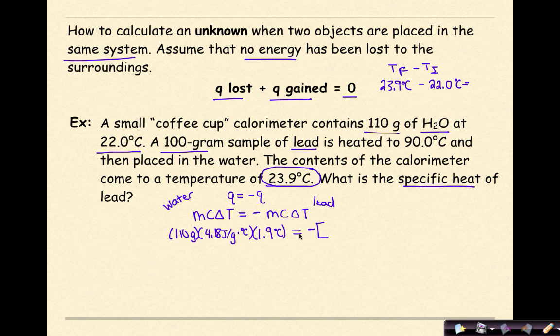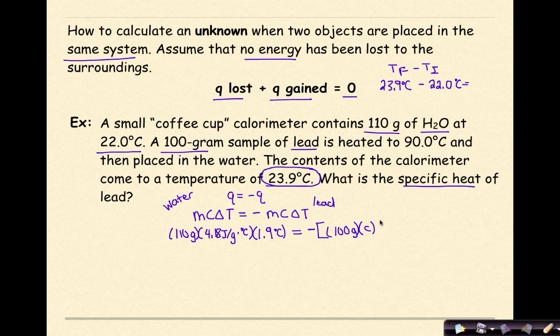So I'm going to put brackets around here just to make sure that negative is really obvious. The mass of the lead: 100 gram sample of lead. So the mass of my lead is going to be 100 grams. We're solving for the specific heat of lead, so I'm going to have that represented by a C.